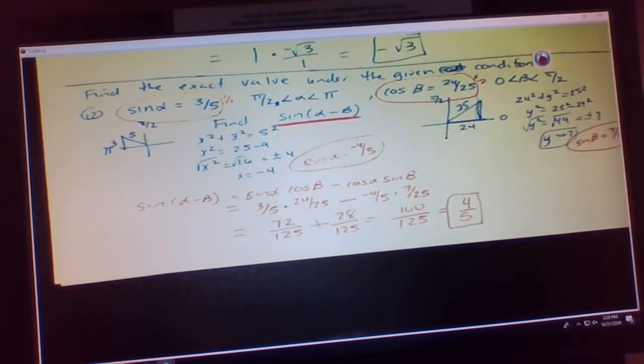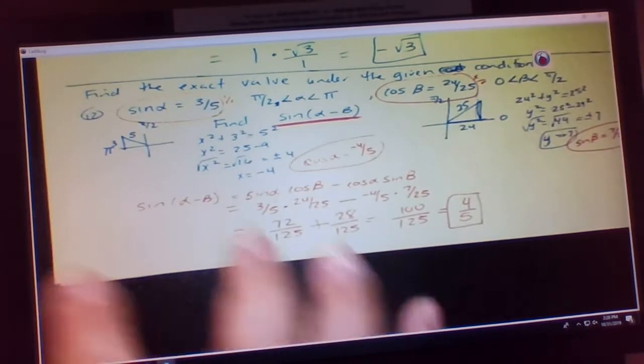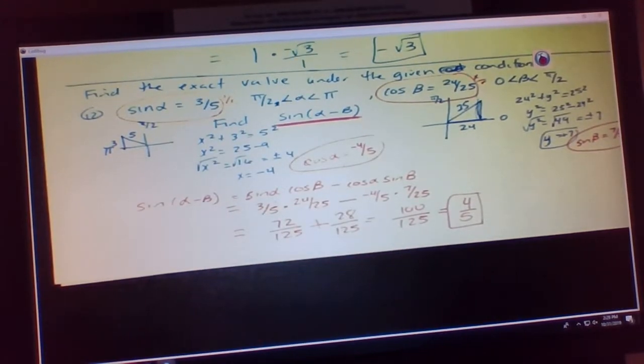You will definitely have a problem like this, and it is definitely going to be worth a lot of points, because there's so much work within it. So please make sure that you understand this.